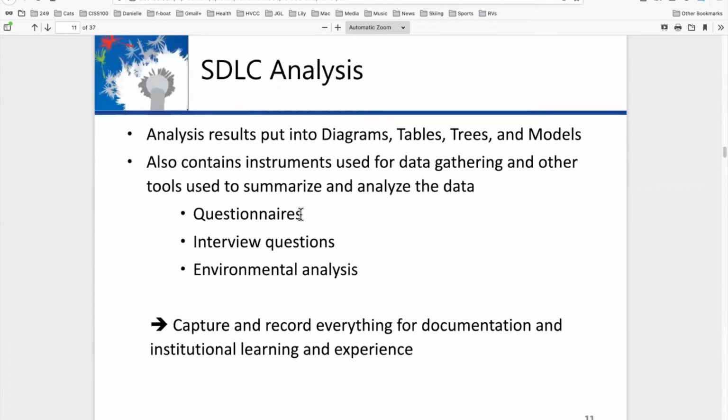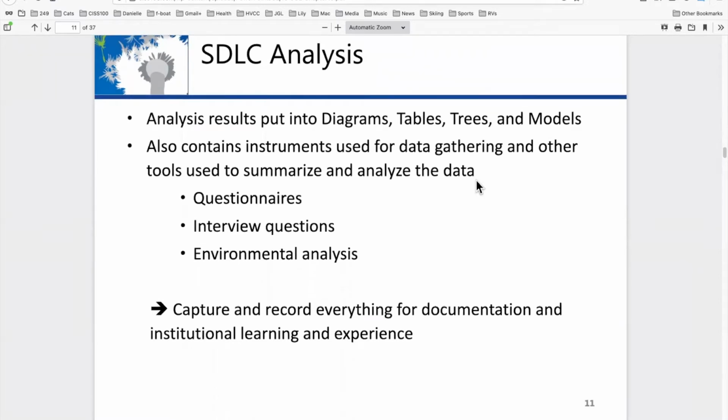So we're performing all of this environmental scanning, all this analysis of specifications. How do we tabulate it, document it, and then contrast it? How do we make our choices in what's coming in the design phase? So we put everything into diagrams, tables, trees, and models, which allows us to evaluate them. But we also, in our documentation and our deliverables from this phase, include questionnaires, the interview questions, any other analysis that takes place.